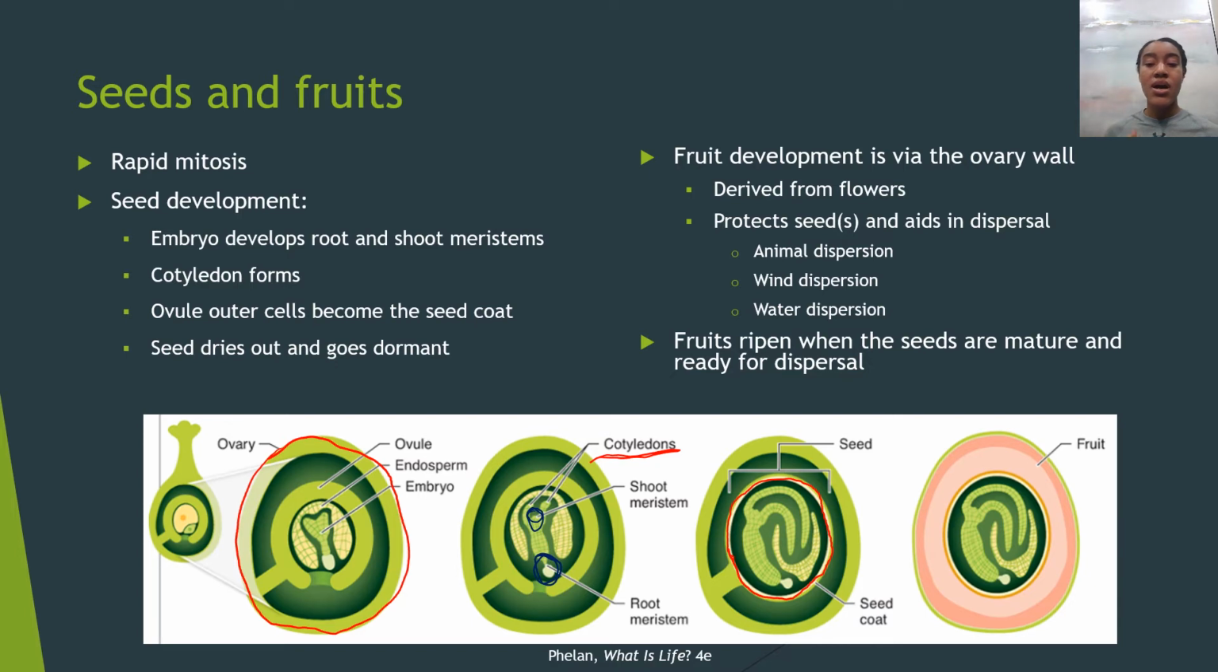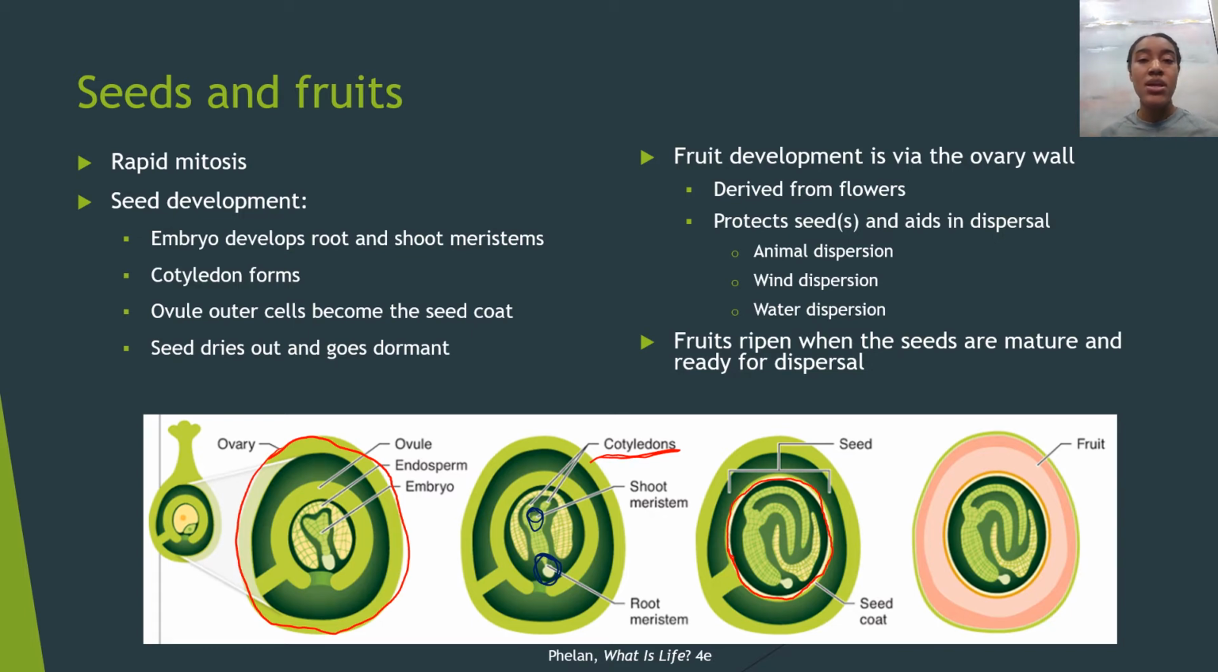But also, some fruits are not necessarily for eating. They're not palatable in that way, but they're still fruits that help with dispersal. So they can help with wind dispersal, also with water dispersal. It just depends on the plant and the type of fruit it makes.